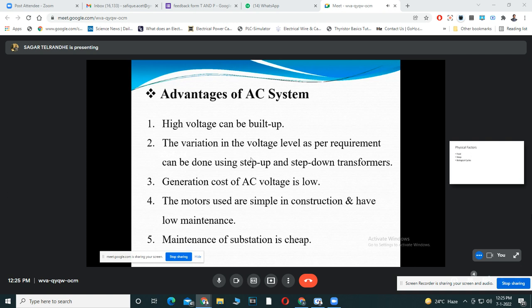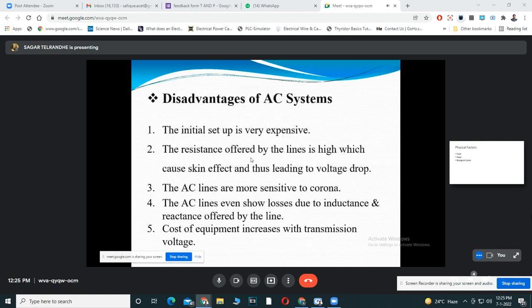Also, we have discussed the disadvantages of AC systems, that the initial setup is very expensive. The AC lines are more sensitive to corona losses. The AC line also shows losses due to the inductance and resistance offered by the line. Cost of equipment increases with transmission voltage.